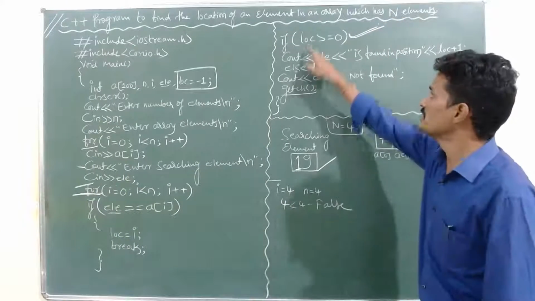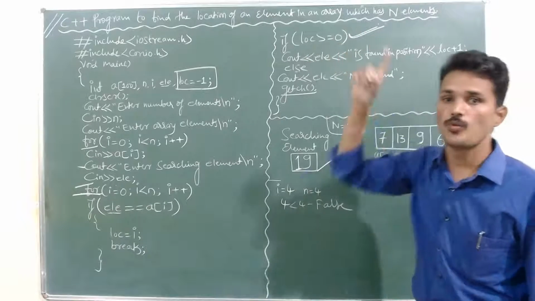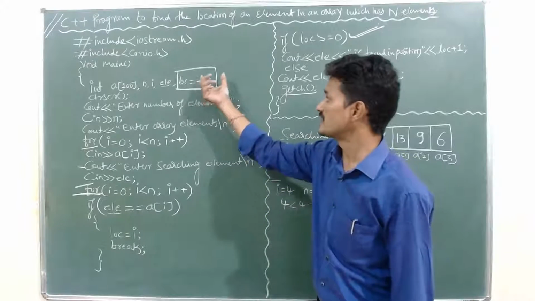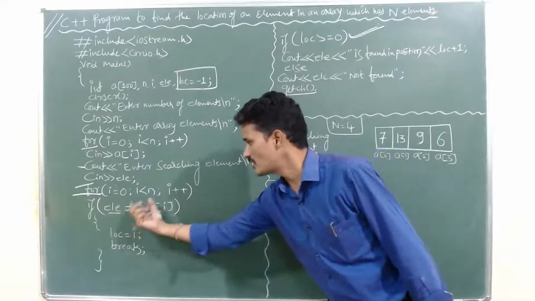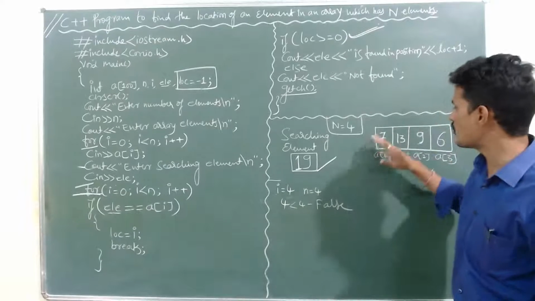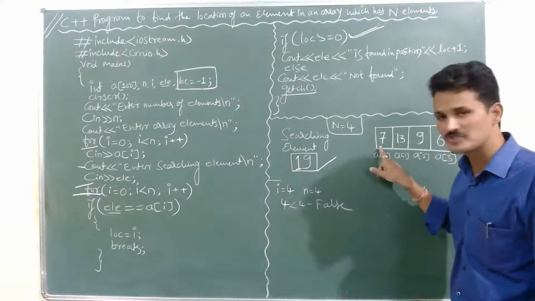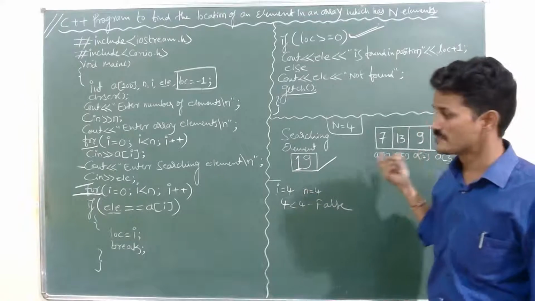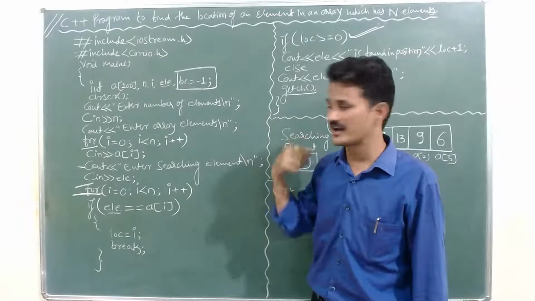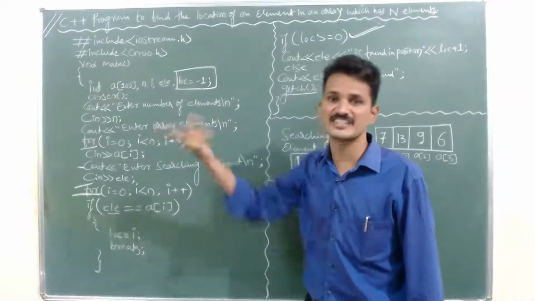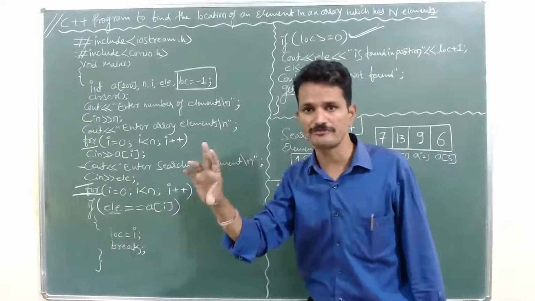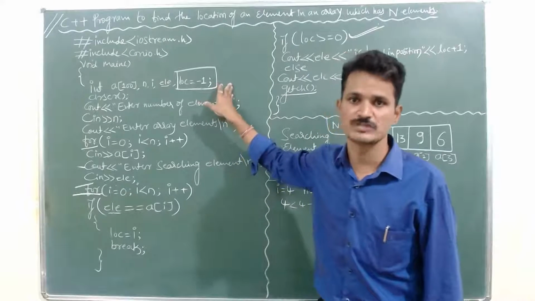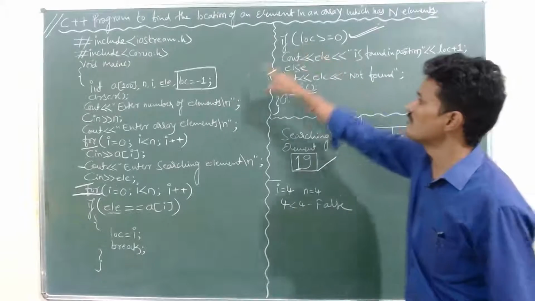If else: if location is greater than or equal to 0, what is the value of location? Location is -1. So it remains the same, because we have checked all the elements in an array right from the beginning till the end. 19 is not at all present here. So when the element is present in the array, at that time the location value gets changed. When the element is not found in the array, at that time location remains constant. That is what is fixed. So the value of location is -1.